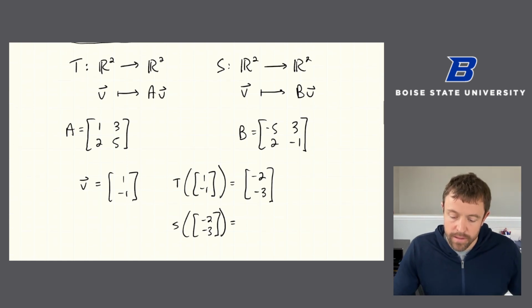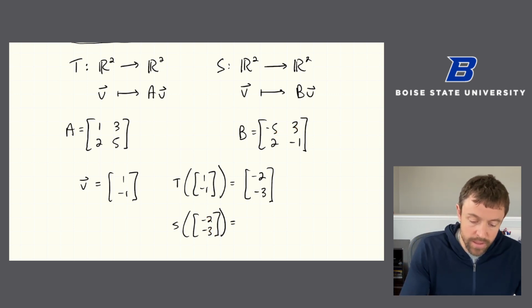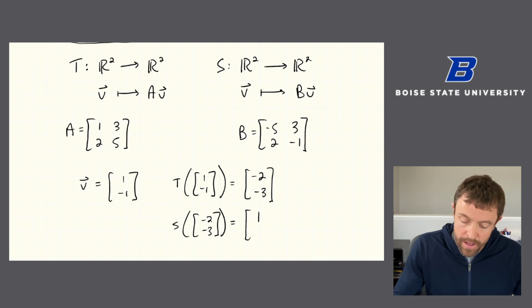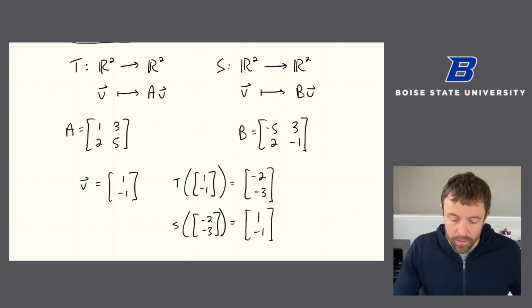And what will happen here? Well, minus 2 and 5 is minus 10, or positive 10. Negative 3 and 3 is negative 9, and so I get 1. And then negative 2 and 2 is negative 4. Negative 3 and negative 1 is positive 3, and so I get negative 1. So applying T then S, I get back where I started.